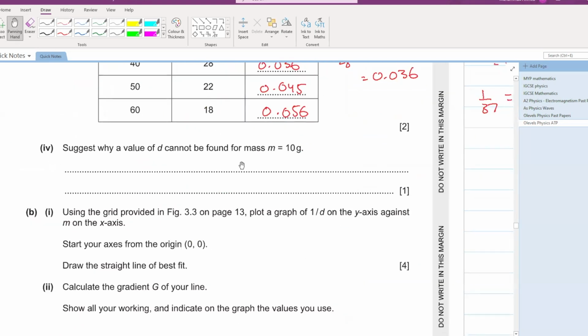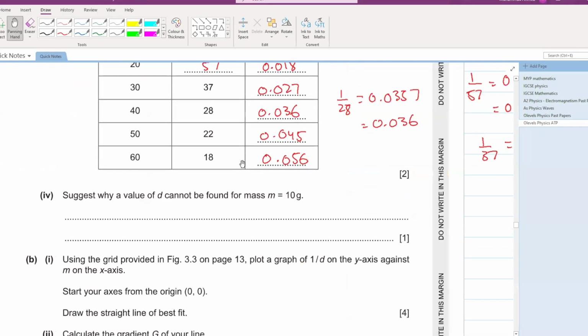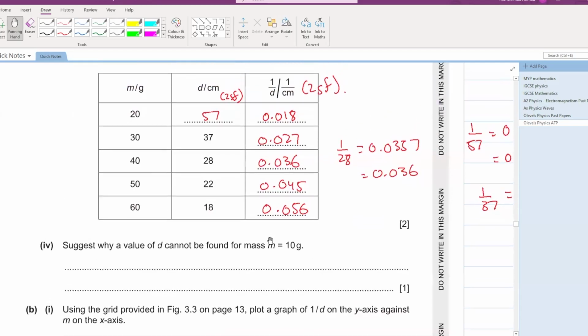Suggest why a value of D for M equal to 10 grams cannot be found. Can you realize one pattern here? As the mass is decreasing, the value of D is increasing. So if you choose a value of, let's say, 10 grams, then your distance D will go out of the meter rule. The distance D will not remain within the rule; it will go out of the meter rule.